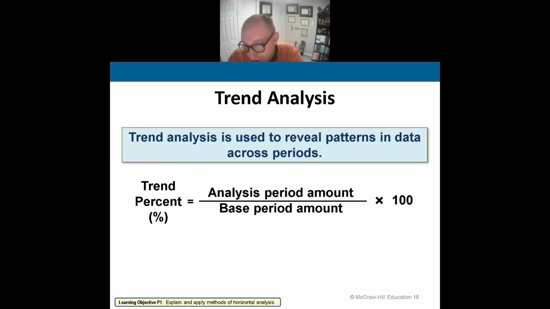So this one's pretty straightforward. We take the analysis period amount, the current year amount, divided by the base year. Now, if I'm looking at 3 years of information, we'll say 2022, 2021, and 2020, the analysis year is 2022. The base year is probably going to be 2020. So I take 2022's amount divided by 2020's amount times 100. That will give me my trend percentage. Shows me the pattern over those 3 years.